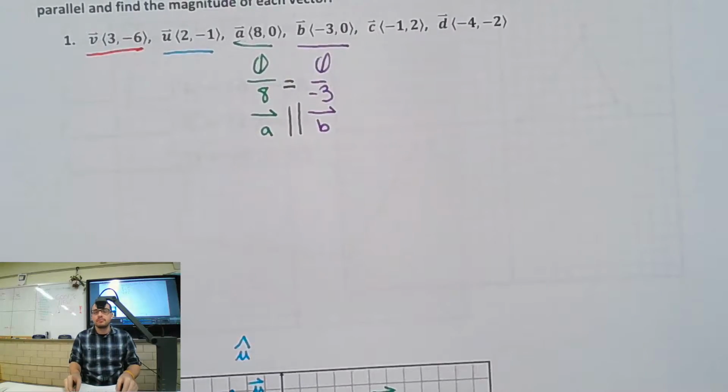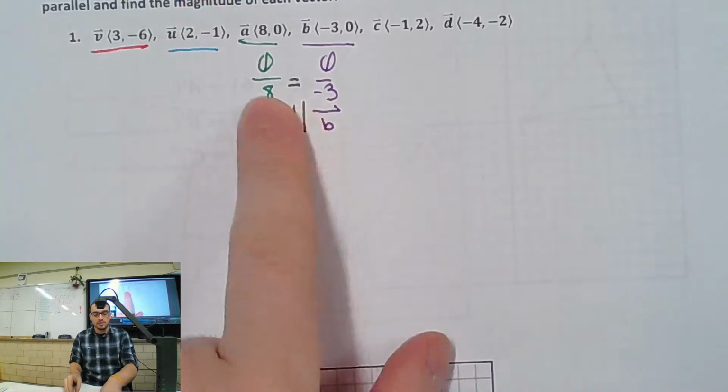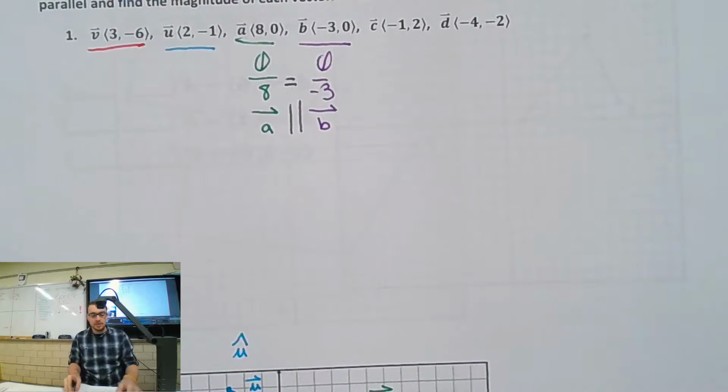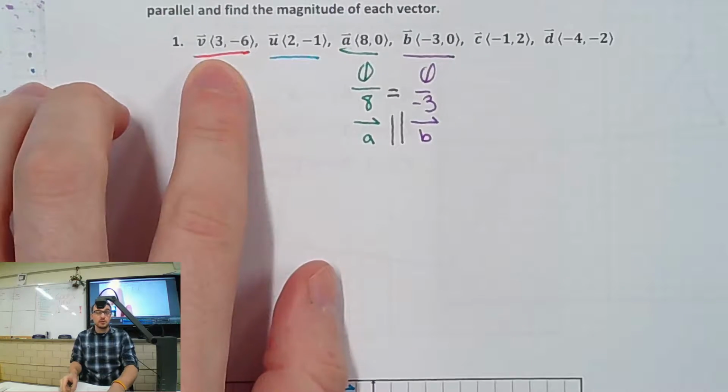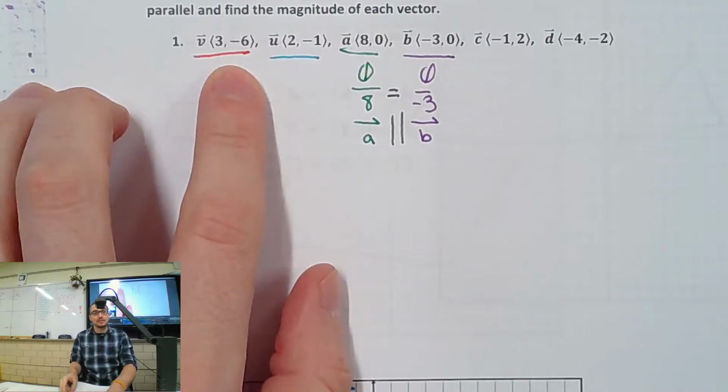So they're parallel because they're the same, right? Same ratio. 0 over 8 is the same thing as 0 over negative 3. If you were to test the other two, we get negative 1 over 2, which is negative a half, and we get this one, negative 6 over 3, which is negative 2. Negative a half, negative 2, not the same thing, so they're not going to be parallel.